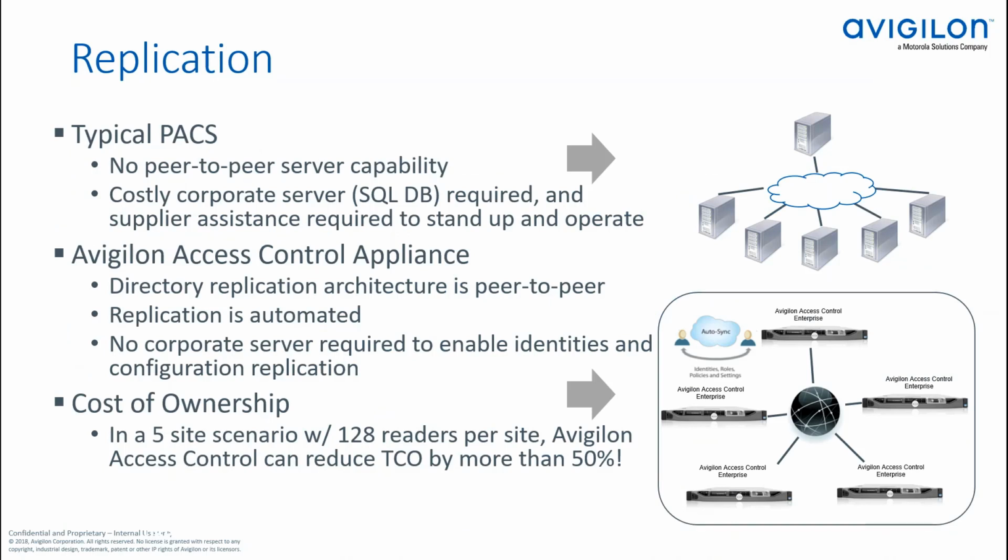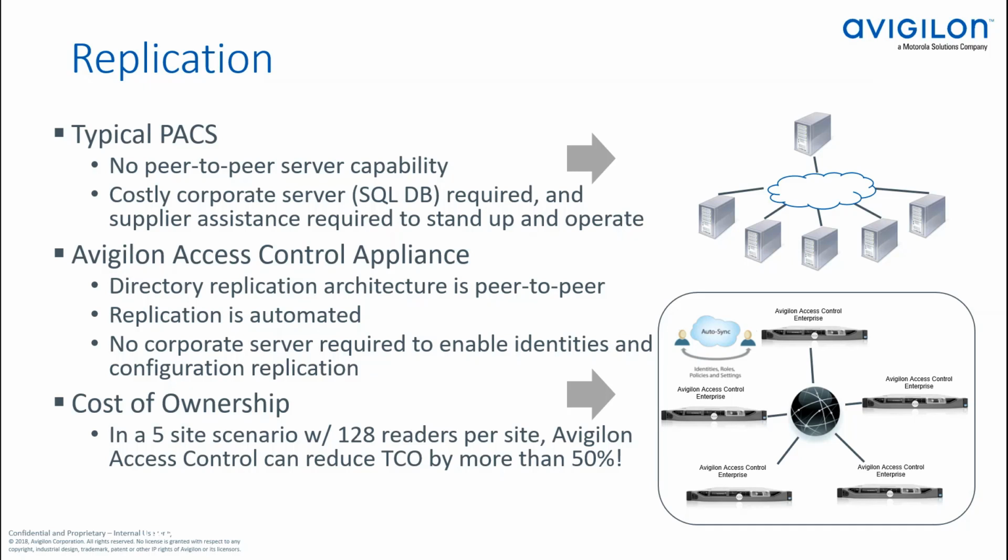In a typical physical access control system, the servers don't have the ability to replicate as peer-to-peer. They usually use costly corporate servers such as Windows clusters and SQL databases, and they reside in a central location where the information has to be distributed by the central server to all these other regional servers.